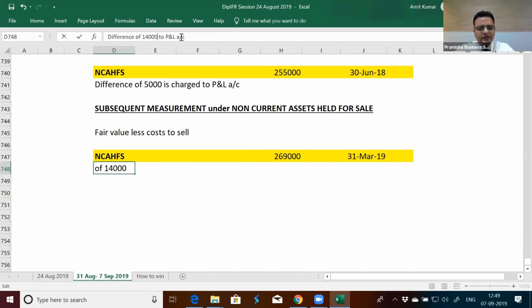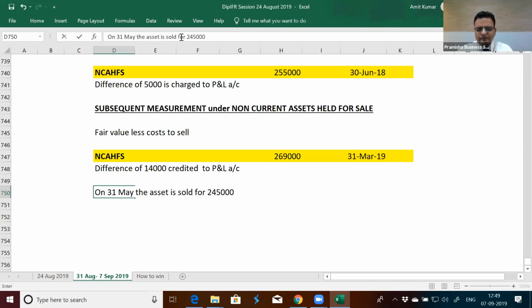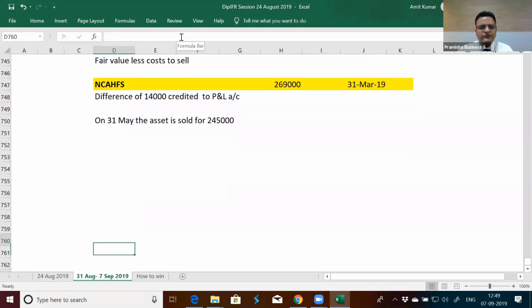Difference of 14,000 credited to P&L. On 31st May, the asset is sold for 245,000. What to do now?